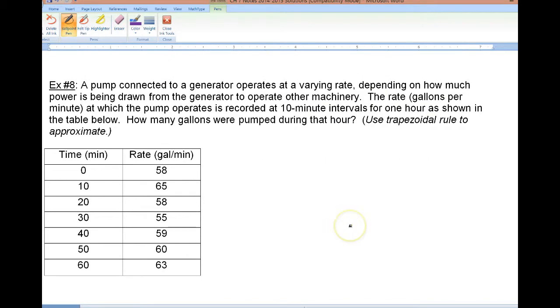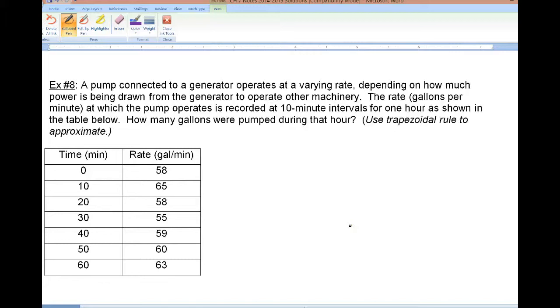Okay. A pump connected to a generator operates at a varying rate depending on how much power is being drawn from the generator to operate other machinery. So the rate, in gallons per minute, at which the pump operates is recorded at 10-minute intervals for 1 hour. How many gallons were pumped during that hour? They give you a hint that you want to use the trapezoidal sum. Yes.